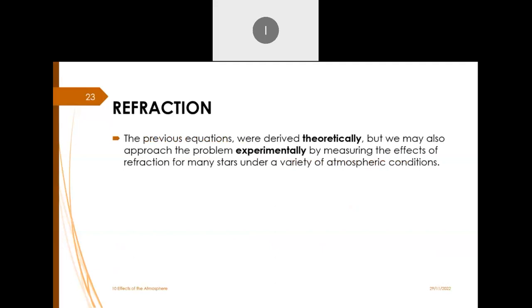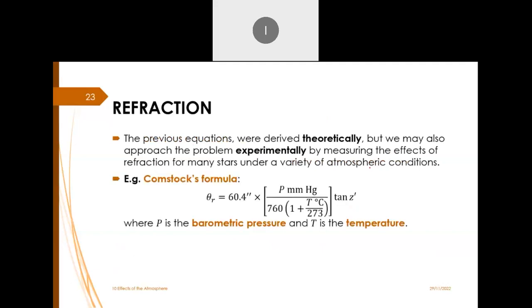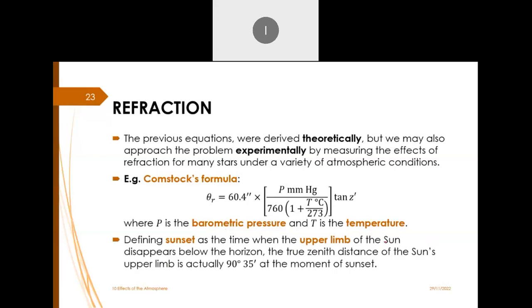The previous equation was derived theoretically, but we may also approach the problem experimentally. For example, we have the Comstock formula, which is obtained experimentally, where P is the barometric pressure and T is the temperature.